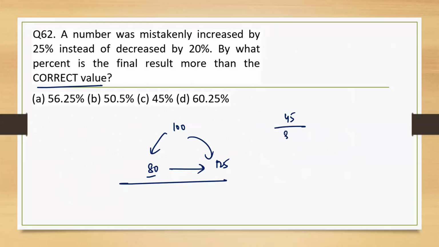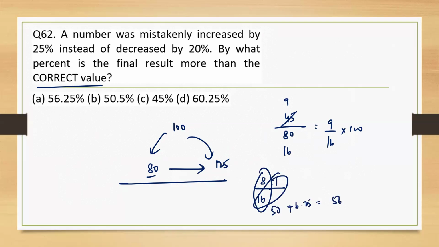45 upon 80. 45 upon 80 means you can cancel it in the 5 table. 5 nines are 45, 5 sixteens are 80. It is 9 by 16 into 100 you are supposed to do. But 9 by 16, how do I write? It is 8 by 16 plus 1 by 16. 8 by 16 is 50. 1 by 16 is 6.25. Therefore, you can say it is 56.25%. If you know 5 by 16 as 6.25, for 9 by 16 as 56.25, you can directly write the answer as 56.25.